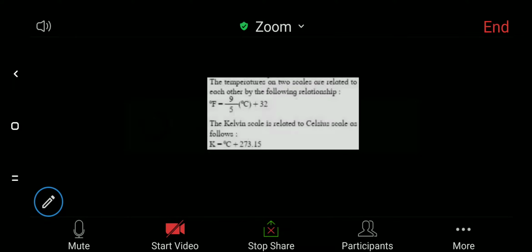So you can convert some values given to you in degree Fahrenheit into degree Celsius. Kelvin can be converted into degree Celsius. Celsius can be converted into Kelvin. So this is the relationship: degree Fahrenheit is equal to 9 by 5 degrees Celsius plus 32. And Kelvin, how are you going to do the conversion? When you are given a value in degrees Celsius, you need to convert it into Kelvin. Kelvin is equal to degrees Celsius plus 273.15.